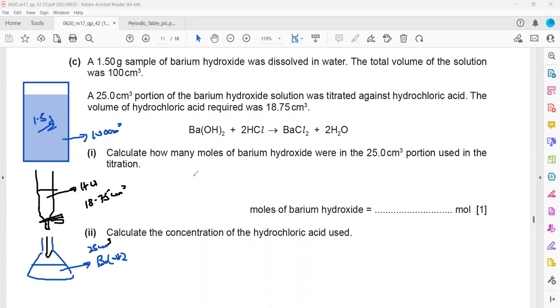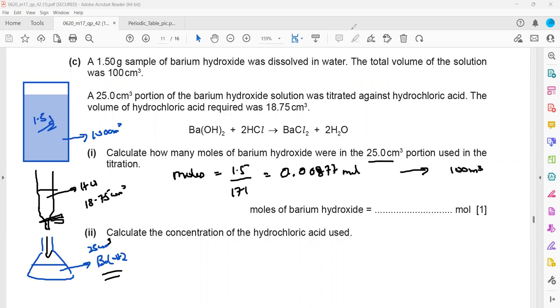Then the next part: we want how many moles of barium hydroxide are in 25, but the original solution was not 25, it was 100. So first we'll find how many moles there are in 100. Moles equal mass in gram, which is 1.5, divided by molar mass, 171. So that was 0.00877. These are the moles, but moles in what? These are the moles in 100 cm3.